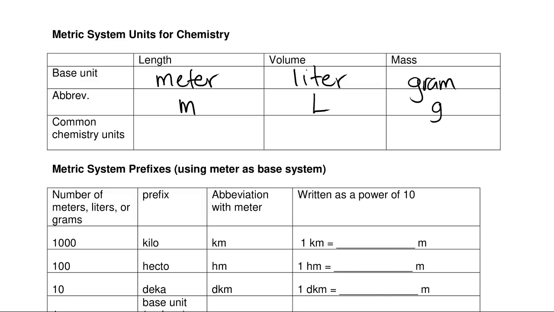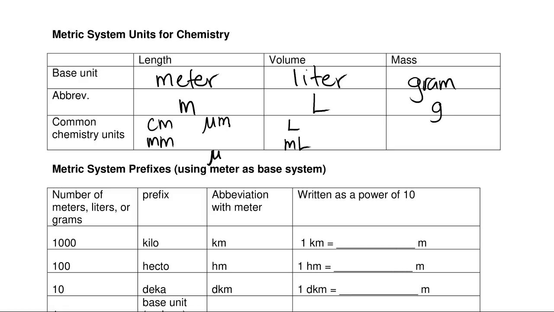Some common chemistry units that derive from meter would be a centimeter or a millimeter, a micrometer. This symbol here is a mu. It looks like a U with the tail in the front. It means millionth. So a centimeter is a hundredth of a meter, a millimeter is a thousandth of a meter, a micrometer is a millionth of a meter. For liter, the most common are liter, the base unit, and milliliter.